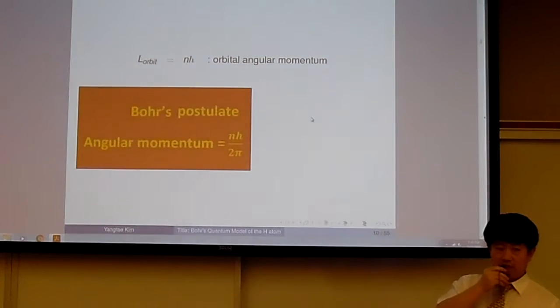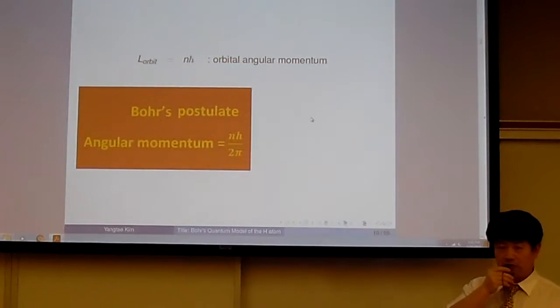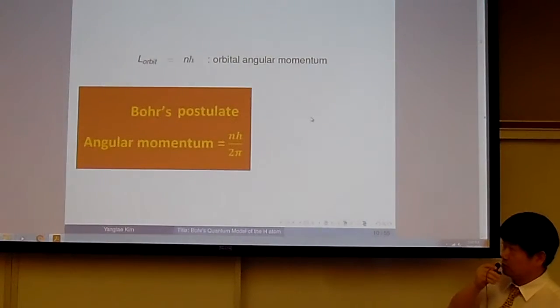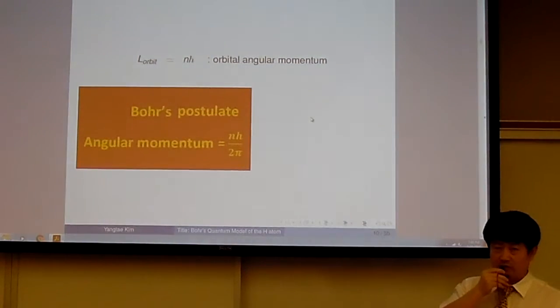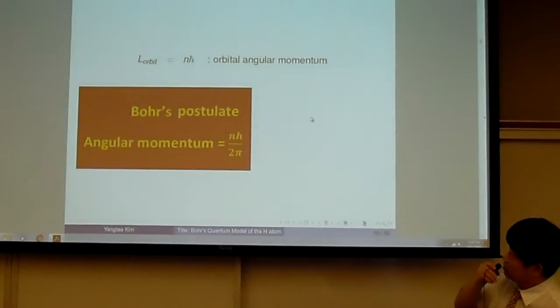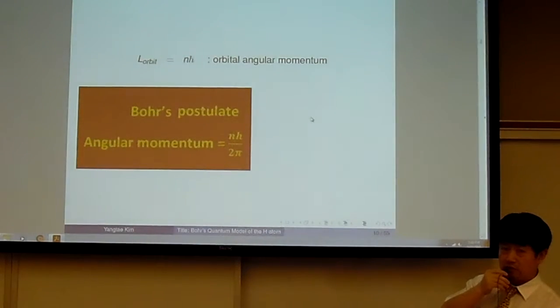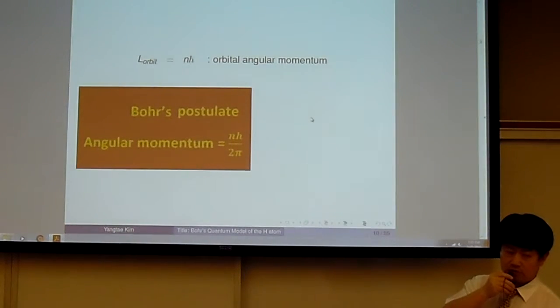What Bohr did is he postulated that the angular momentum for an electron orbiting around the nucleus is nothing but some natural number times the reduced Planck constant. So here n is a natural number. It's not a real number, but a natural number: 1, 2, 3, like that.